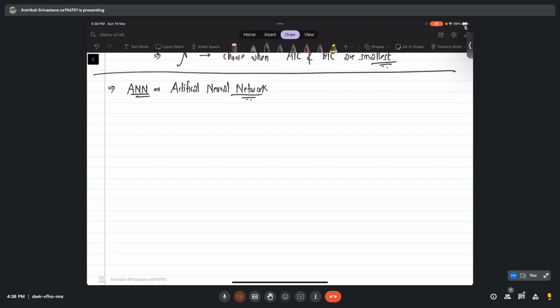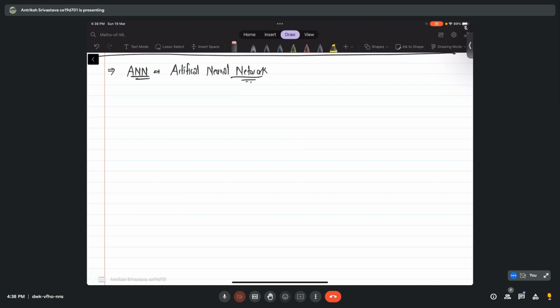Okay, so a neural network is basically a set of simple linear equations or operations occurring many times. And when this happens, they are able to capture even the most complex behaviors that are observed.